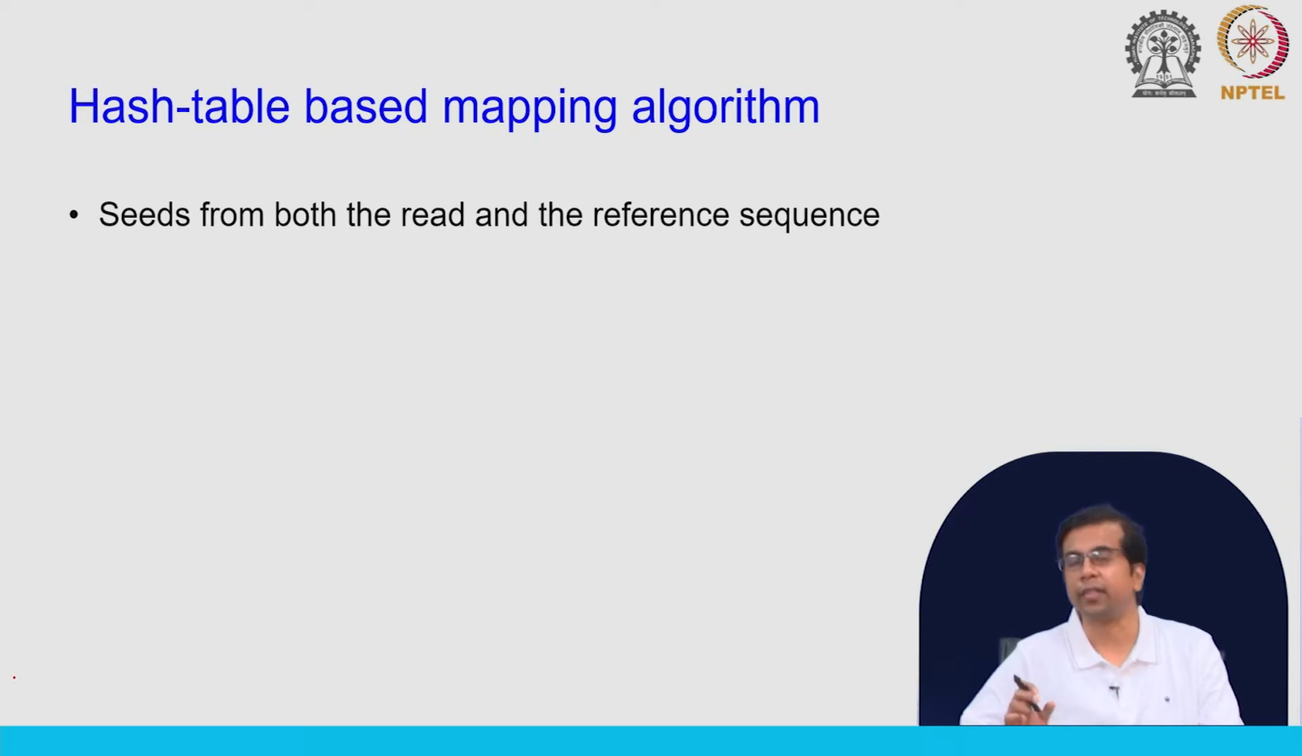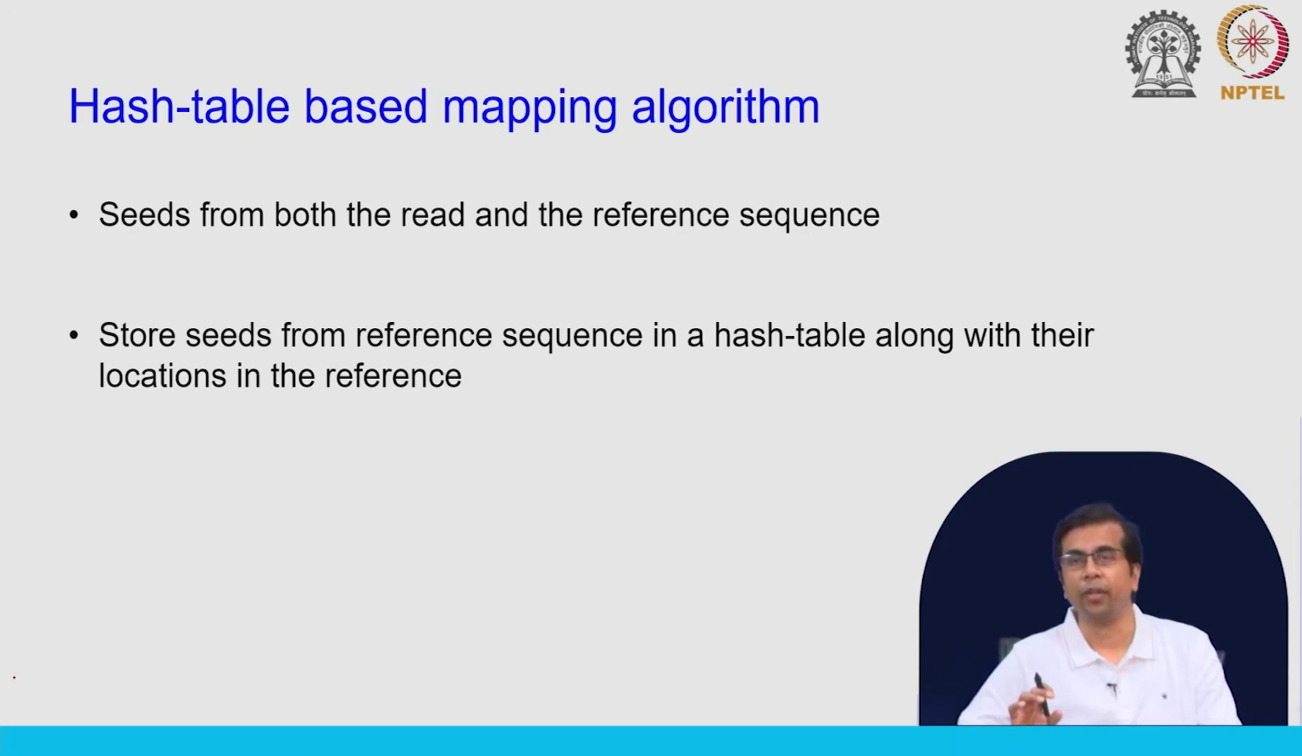So, what are these seeds? You remember, these are substrings of a certain length. So, we can choose the k value, the length of those substrings or the seeds. Okay. So, once you have built these seeds for the reference sequence, we store them in a hash table along with their locations in the reference.